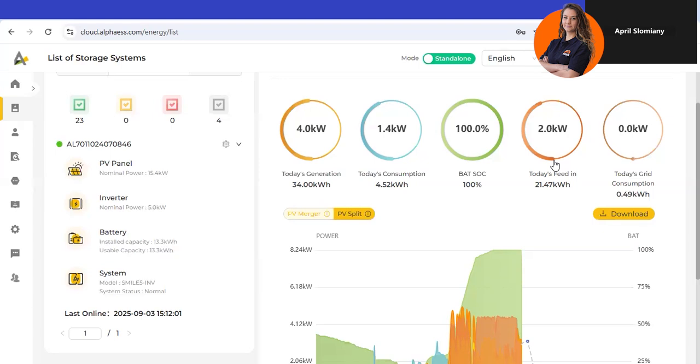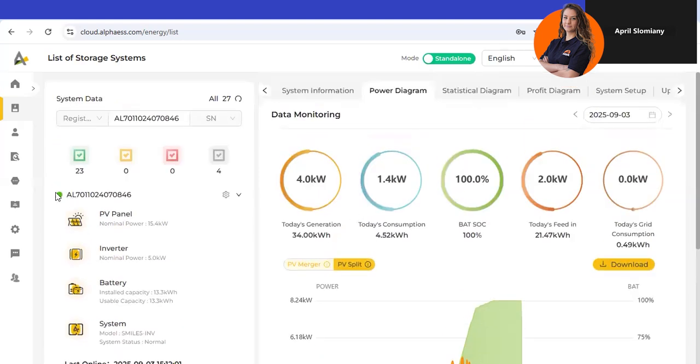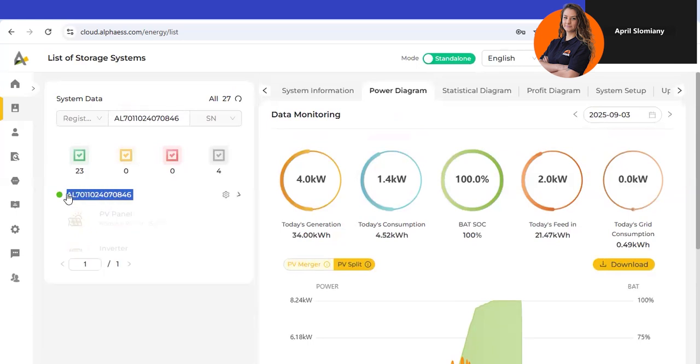It's also a good thing to note, you always want to see your system in green here. So that means the system is online, up and running, working. If this is ever red or grey, this little symbol here, that means your system is either offline or in fault. If the system's offline, so in the grey status, it means that it's lost connection to your home internet.